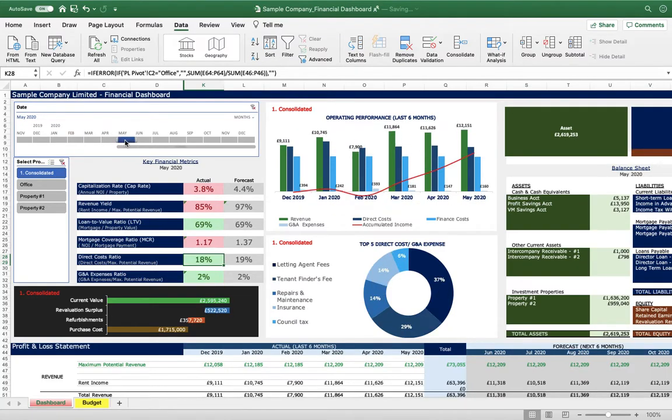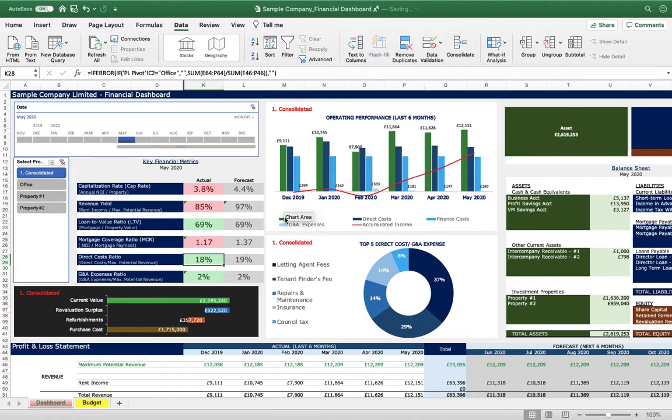And the aim here is to take what is in essence very complex and detailed management accounts and distill them down into very easily accessible metrics and graphs and visuals, so that at all times it's very easy to understand how different elements of your portfolio are performing.